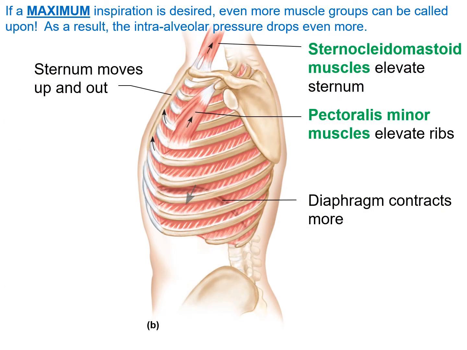Now, let's say you want to take the biggest possible inspiration you can. When you were a kid, you went to the pool, you probably played this game where somebody throws a coin in the deep end of the pool and you have to dive down, and the first one that gets the coin keeps it or whatever. We've all played those games. So if you want to take a super big inspiration, then you'd have to draw upon additional muscles beyond just the external intercostal muscles.